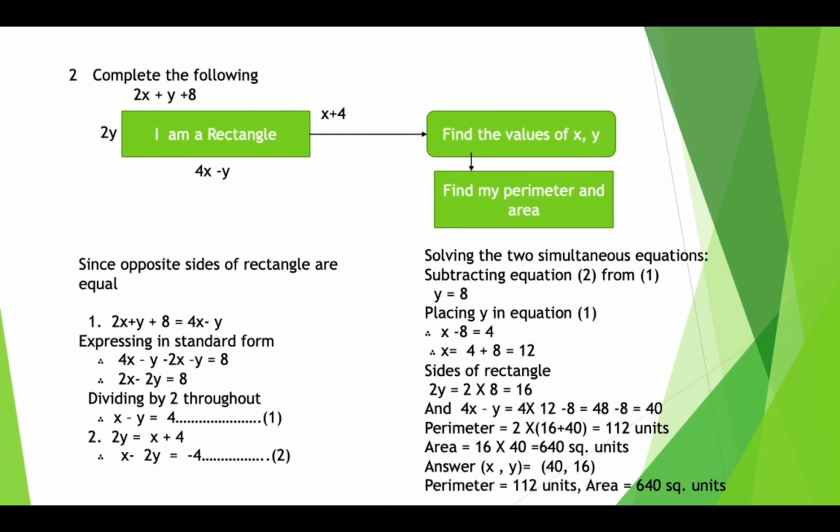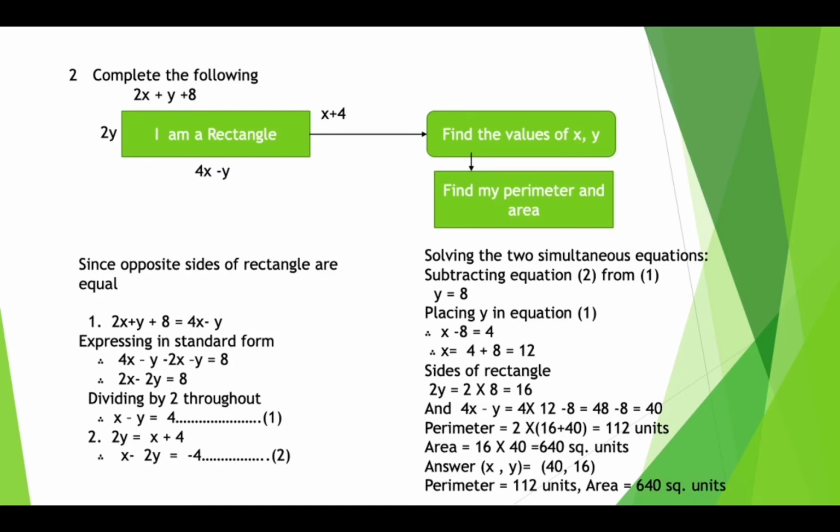We solve these two equations simultaneously, that is subtract the second equation from the first one, so you get x, x get cancelled, and then you have y we are subtracting, so minus 2y becomes plus 2y, and minus 4 becomes plus 4, so you are left with y, which is equal to 8. Place y in equation 1, and you get x minus 8 is equal to 4, so x is equal to 4 plus 8 equal to 12.